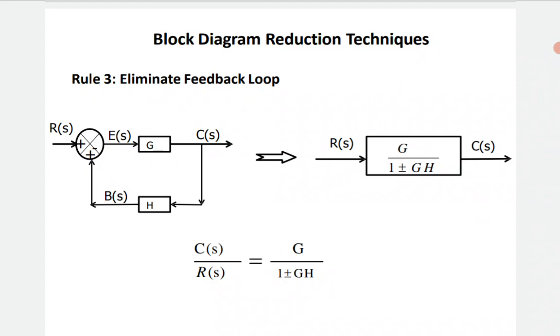If the feedback path is negative, then it will be G by 1 plus GH, and if the feedback path is positive, then it will be G by 1 minus GH. So the total transfer function will be C of S by R of S equal to G by 1 plus or minus GH, where 1 plus GH is valid for negative feedback and 1 minus GH is valid for positive feedback in the denominator. Okay.